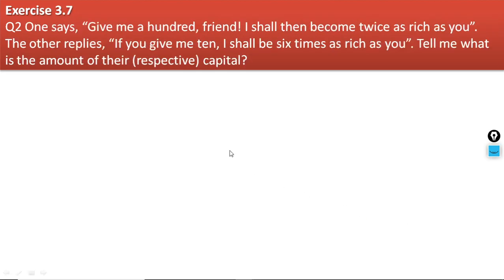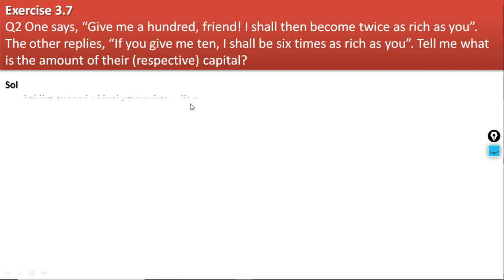Now we have another problem. In this problem, one says, give me 100, friend, and I shall then become twice as rich as you. The other replies, if you give me 10, then I shall be 6 times as rich as you. Tell me what is the amount of their respective capital.